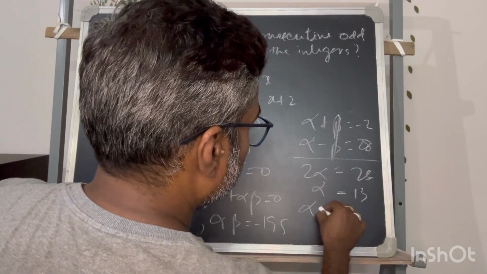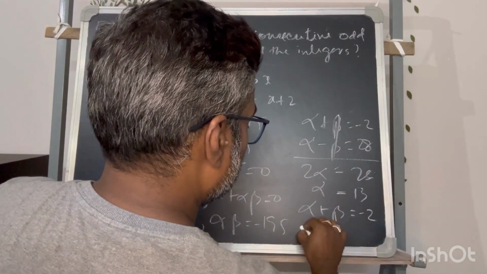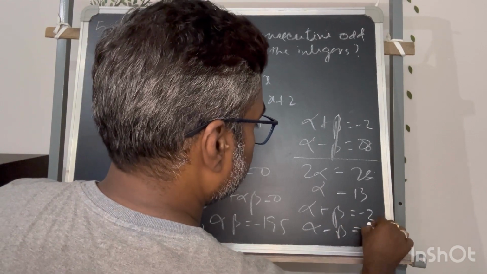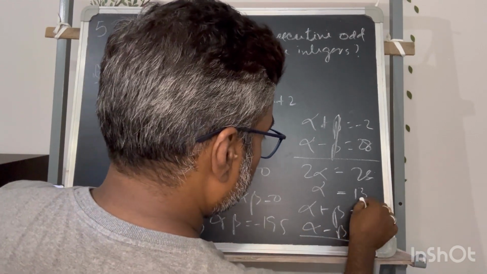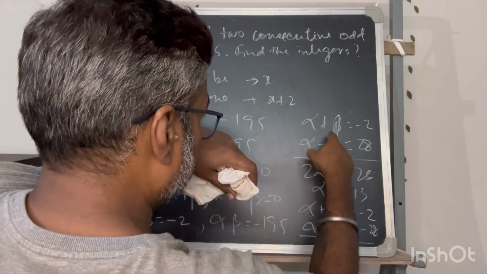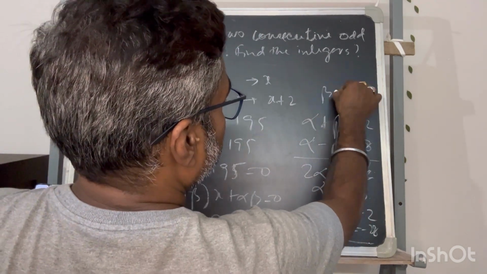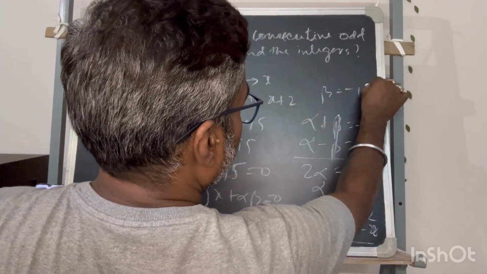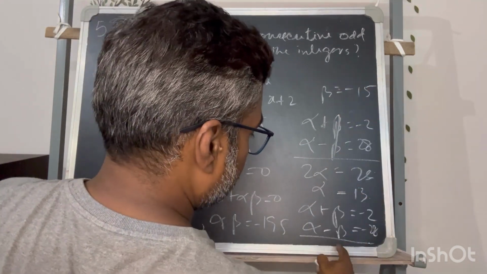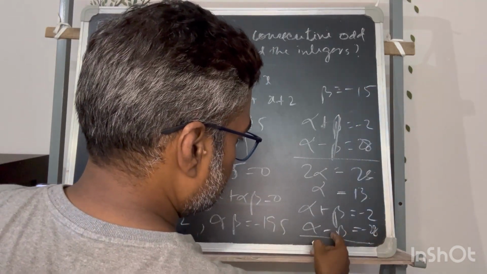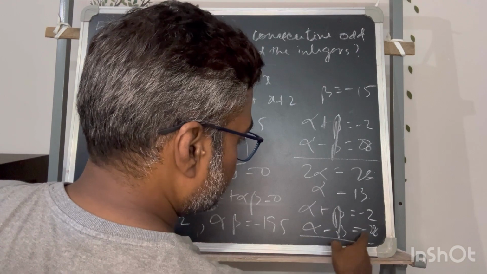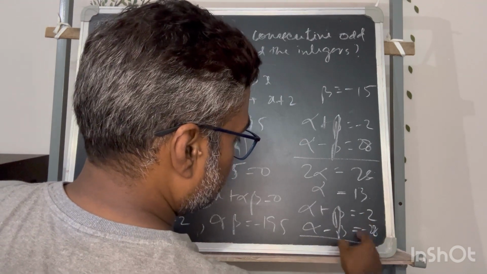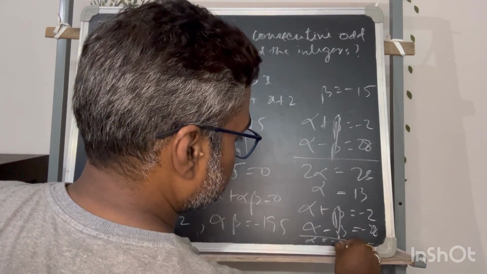Now let's say I would take alpha minus beta is equal to minus 28. So in this case alpha is 13. So what will be the beta then? 13 minus 15. Now I take this as minus. So this 2 alpha is equal to 30. So in this case alpha will be minus 15.